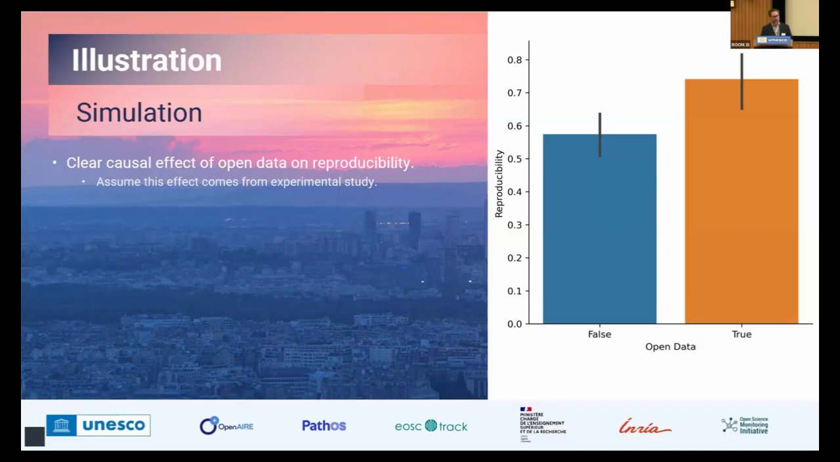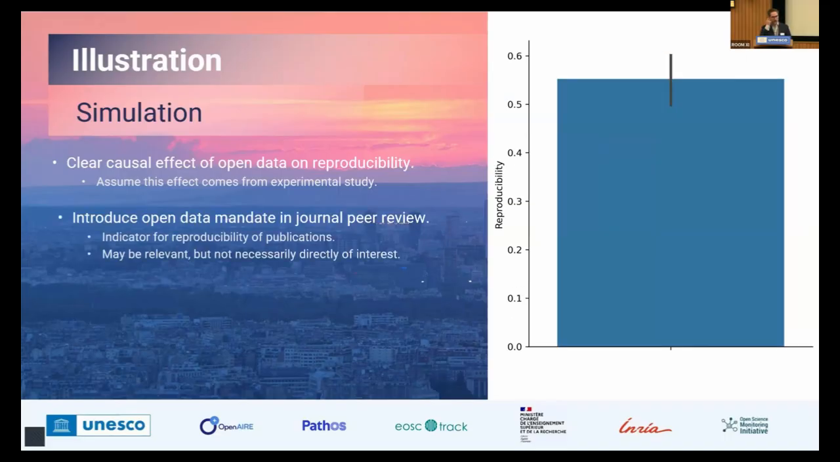Okay, perfect. Then let's start mandating it in a particular journal. And let's say we keep an eye on it, so we start monitoring publications. And then we see that reproducibility is here 0.55, whatever that may mean, right? So that's a bit difficult to interpret and difficult to make sense of. So how do we make sense of it?